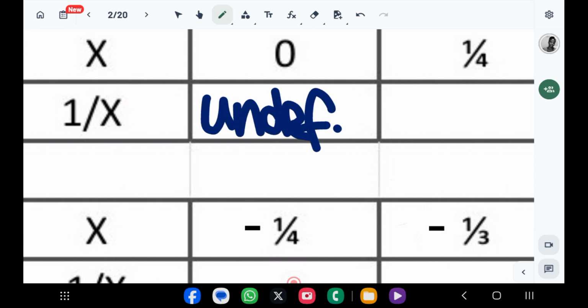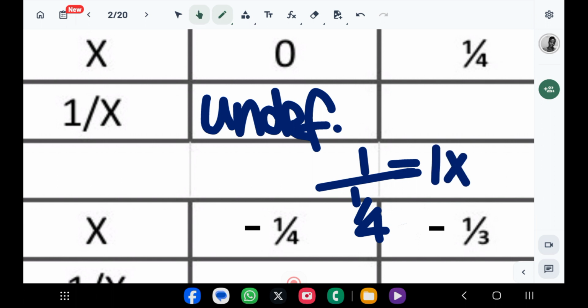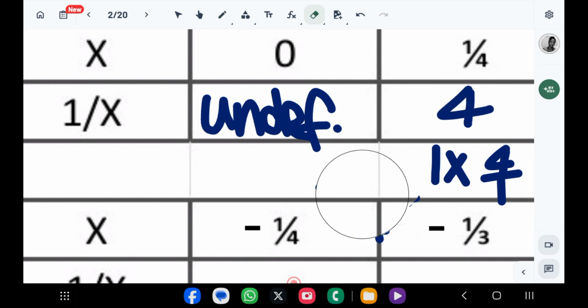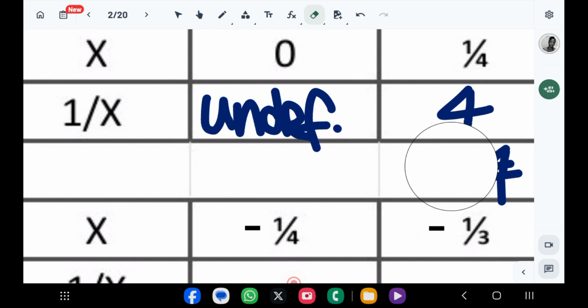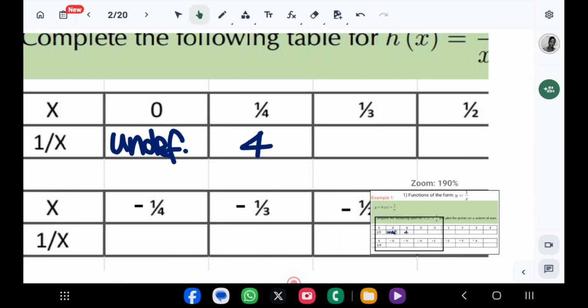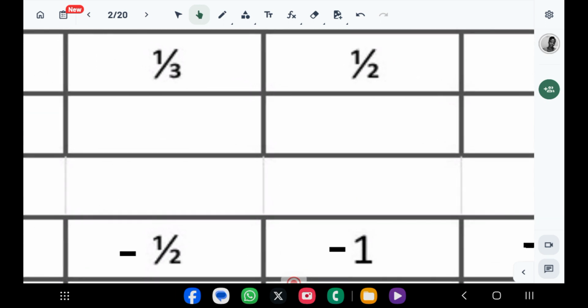When x equals 1 over 4, this is the scenario you have. You've got 1 over 1 over 4, which we know is equal to 1 times, and you flip the fraction at the bottom upside down, so that becomes 4 over 1. 1 times 4 over 1 is equal to 4. Same scenario happens for when x equals 1 over 3. That answer will be equal to 3. And for 1 over 2, that will be equal to 2.